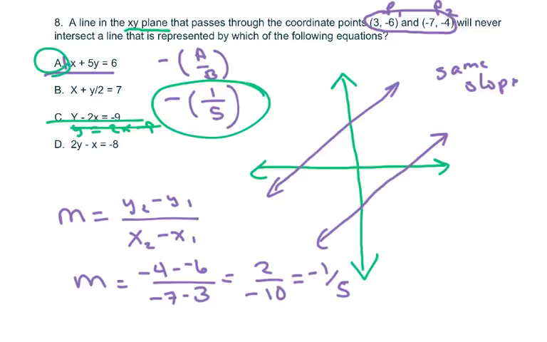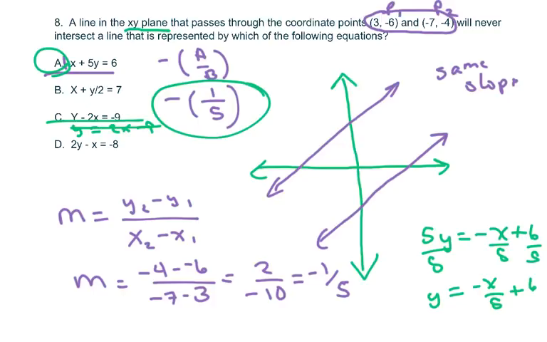But if you wanted to rewrite a, you would move the x over, so you'd get 5y equals negative x plus 6, and then divide by 5. That would be y equals negative x over 5 plus 6/5. So that gives you the same slope. That means they will never intersect.